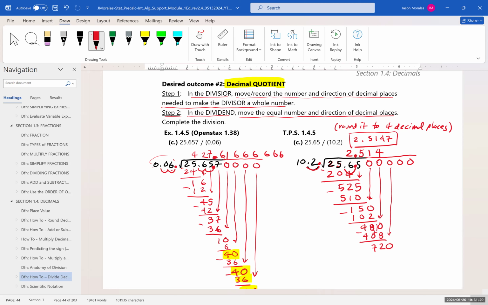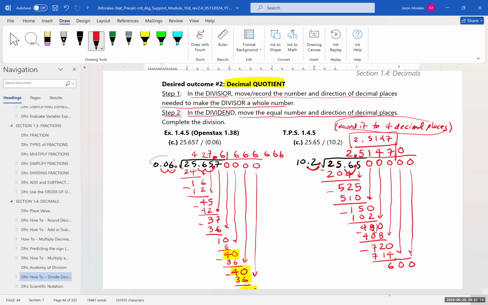Drop a 0. And 102 will go into 720 7 times, and that gives us 714 with a difference of 6. Drop down another 0. Okay, and 102 is larger than 60, so we can't go into it, in which case we drop another 0 and put a 0 here. But this is our cutoff point, because remember I said to round it to 4 decimal places. And so right here is the end of 4 decimal places.